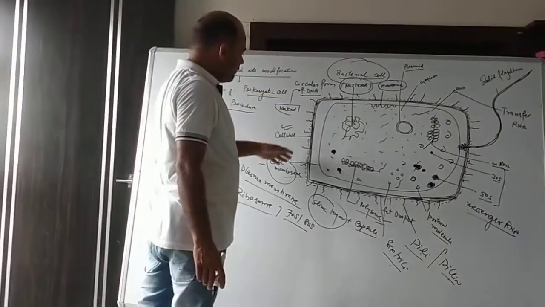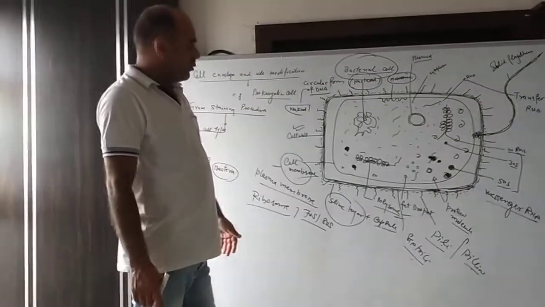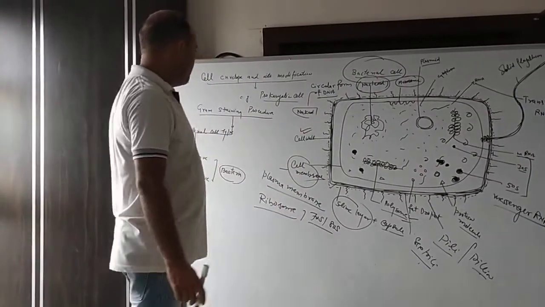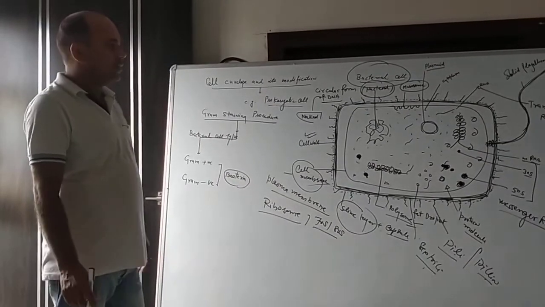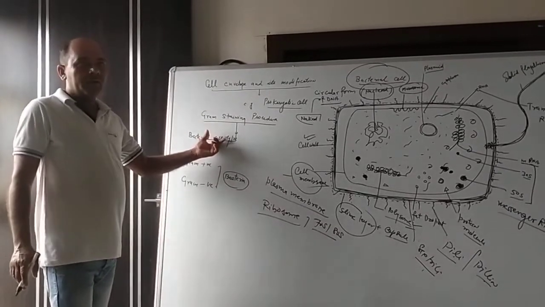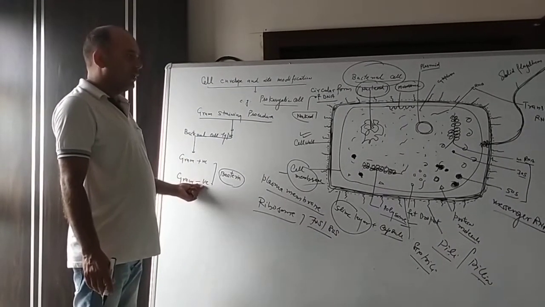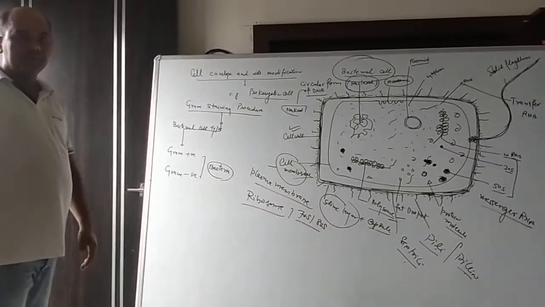These are some modifications in the outer structure, like the glycocalyx, slime layer, capsule, cell wall, cell membrane. What are their different forms? On the basis of the staining procedure, we can differentiate bacterial cells into two groups. One is called gram positive, another is called gram negative. So these are the two types of bacteria.